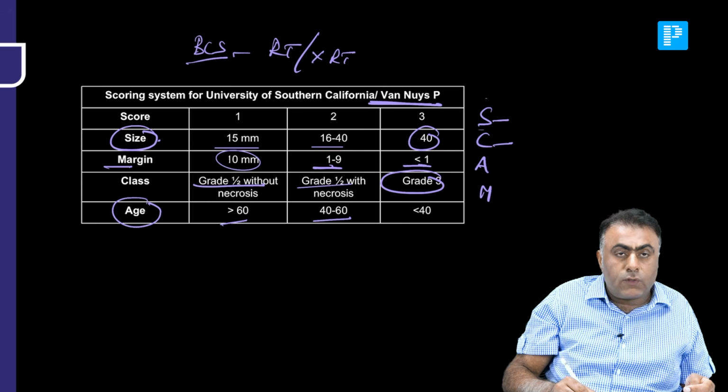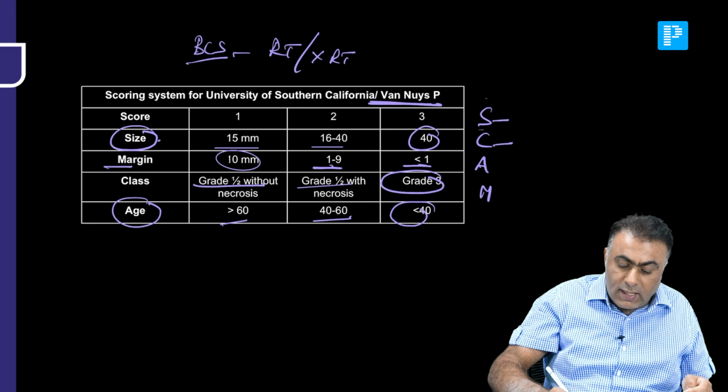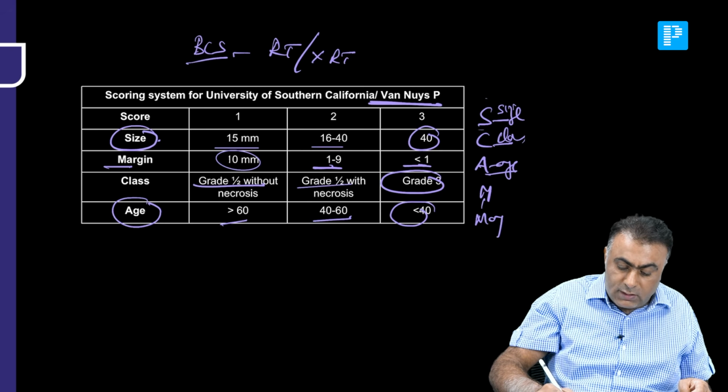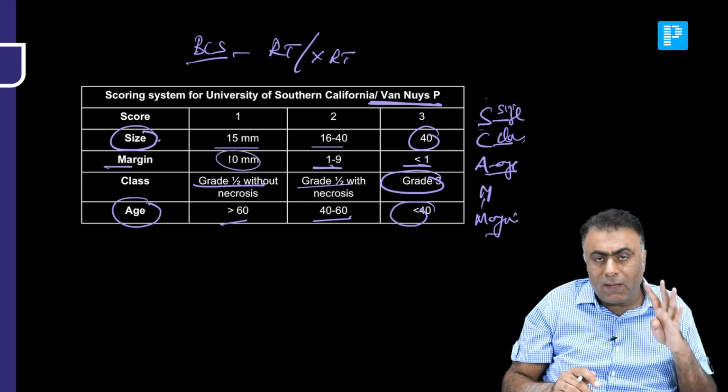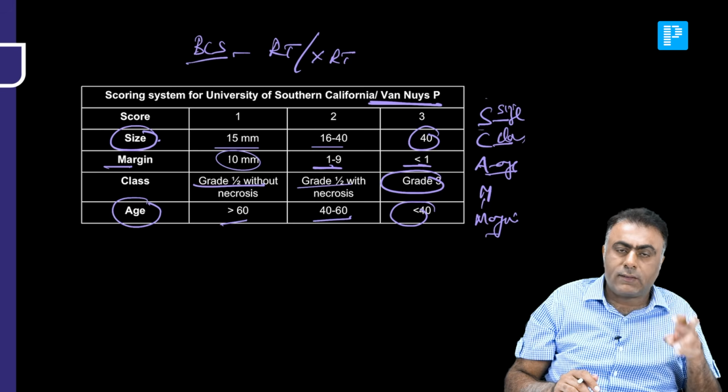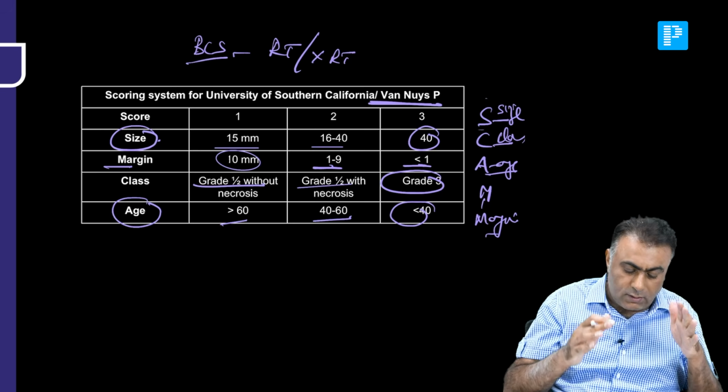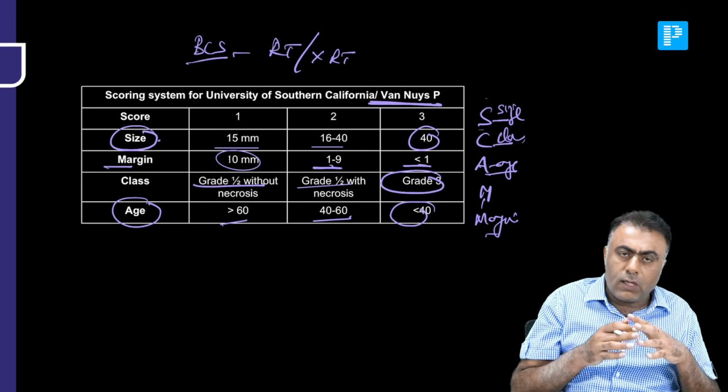40 to 60 score of 2, and less than 40 score of 3. So S stands for size, C stands for class, A for age, and M for margins. This is your SCAM, 4 parameters which we include in the Van Nuys Prognostic Index for ductal carcinoma in situ. Now you will calculate the score.